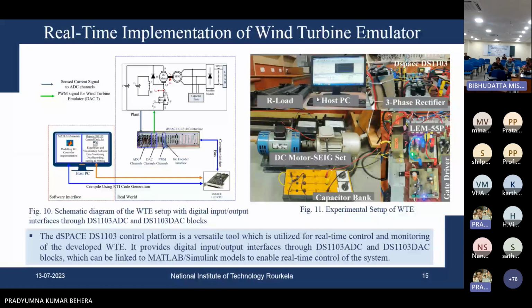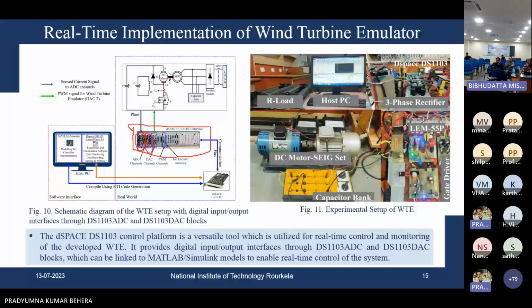The schematic diagram of the wind turbine emulator setup with digital input-output interfaces through the DS1103 ADC channels and DAC channels is shown in figure 10. We can see this dSPACE CLP1103 interface has 20 ADC channels, out of which 16 are multiplexed analog to digital converter channels and 4 are parallel processing analog to digital converter channels.